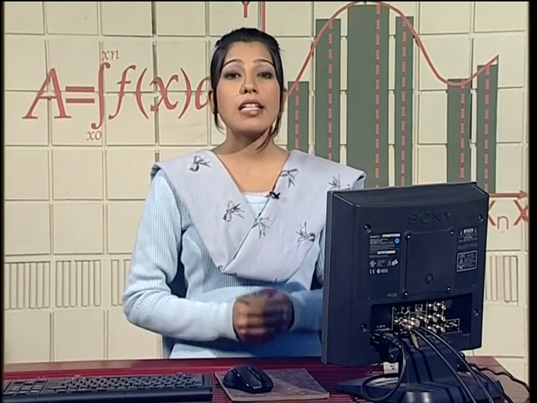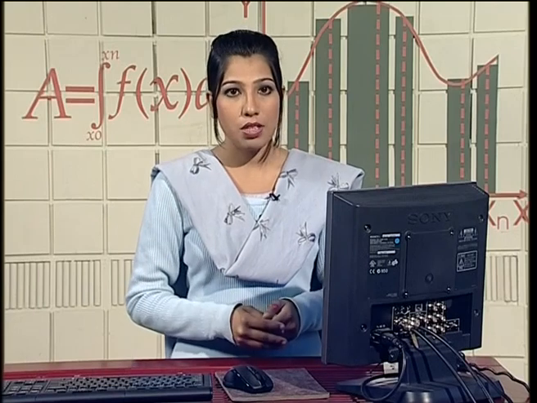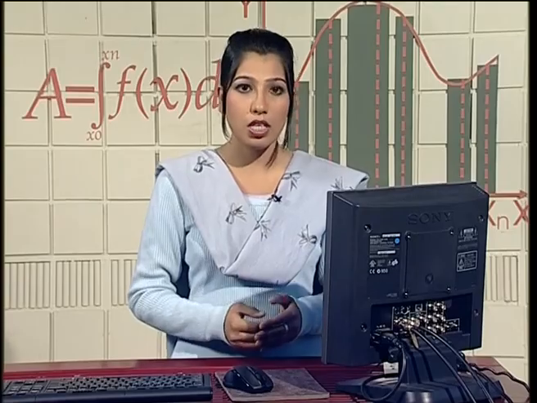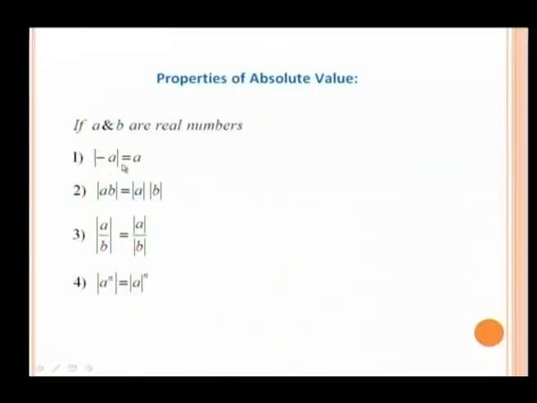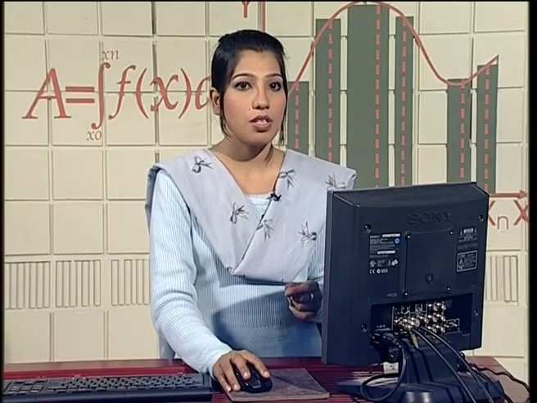Now we will explain some desirable properties of absolute values. You can see 4 properties of absolute values on the screen. Minus a modulus is equal to a modulus, which states that a number and its negative have the same absolute value. Then as the second property we have a b modulus is equal to a modulus times b modulus, which states that the absolute value of a product is the product of absolute values.